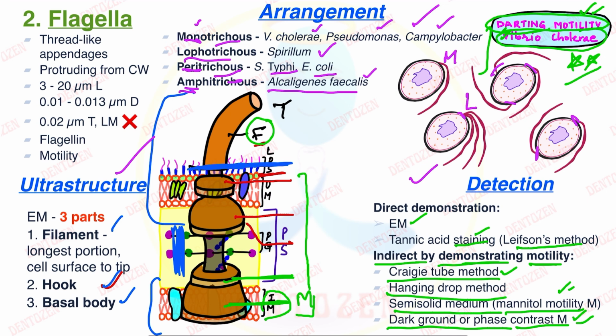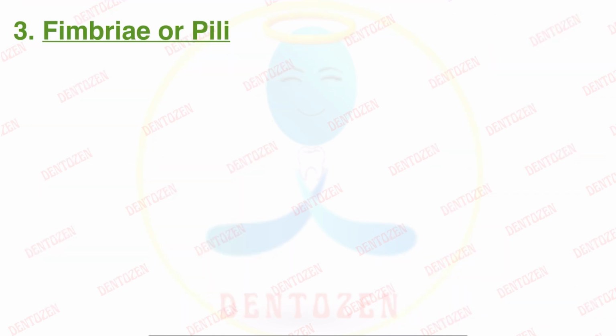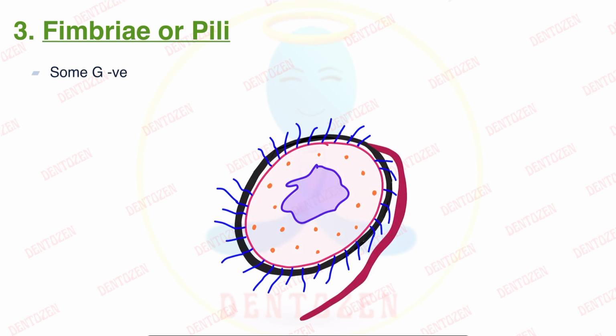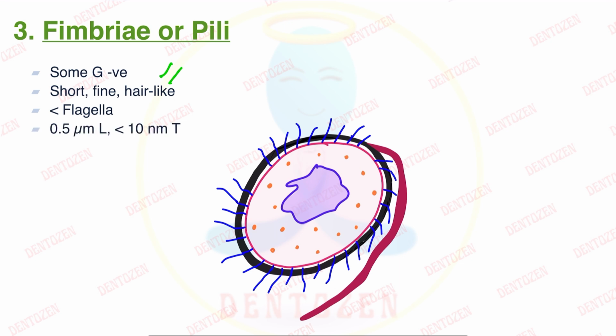So the third appendage is Fimbriae or Pili. They are seen in some gram negative bacteria, and they are short, fine, hair-like. Flagella were thread-like, whereas Fimbriae are hair-like, short and fine. So they are shorter and thinner than flagella. Their size is just 0.5 micrometer in length and less than 10 nanometer in thickness. So we cannot see them with a light microscope. And they are made up of a protein, which is pilin. Flagella were made up of flagellin. Pili are made up of pilin.